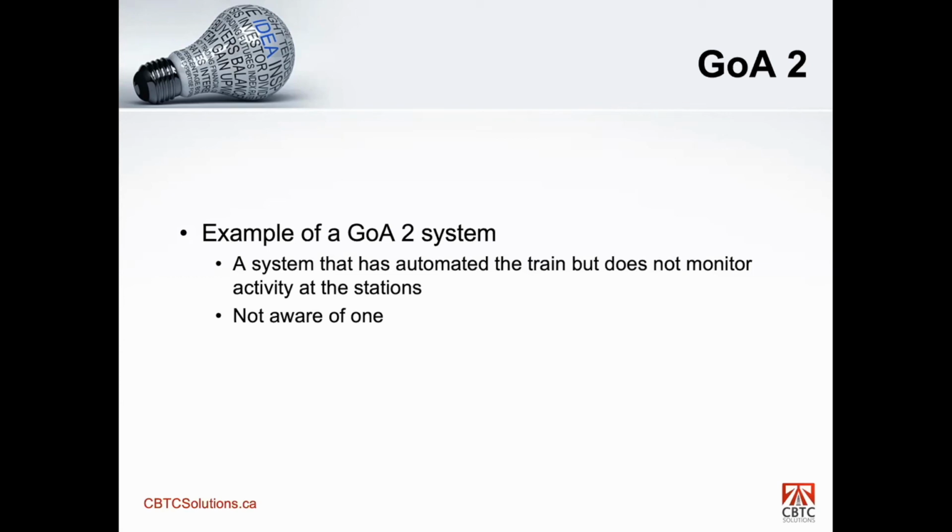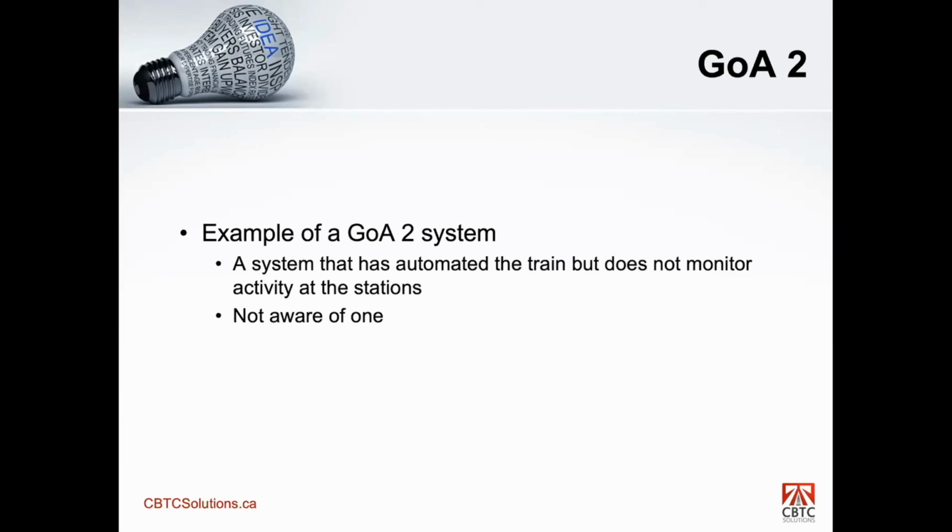Braking is under control. Movement authority is received from the wayside, but it's not monitoring any activity at the stations, which means if the doors open, the system is not aware of it. If there are work crews on the track, the system is not aware of it. If the tunnel vent doors are closed, the system is not aware of it. So it's basically just driving the train and nothing else.